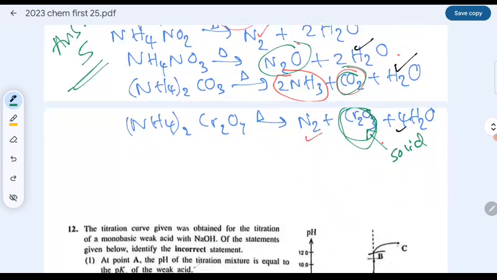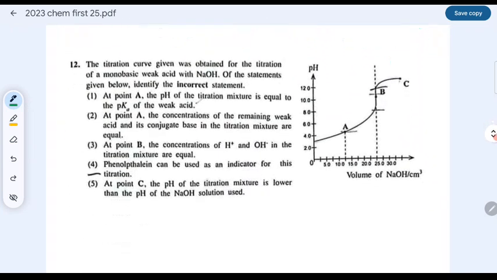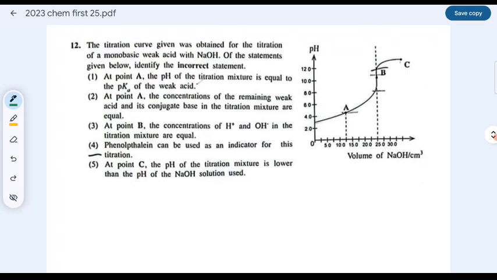Now let's go to the 12th question. The titration given was obtained for the titration of a monobasic weak acid with sodium hydroxide. Of the statements given below, identify the incorrect statement. We have to identify the incorrect statement.